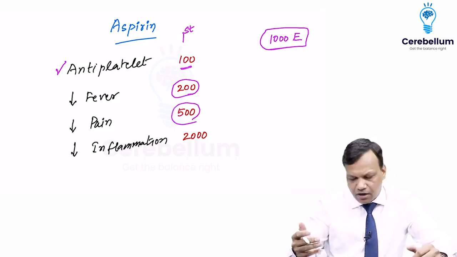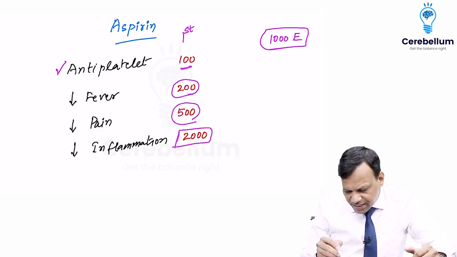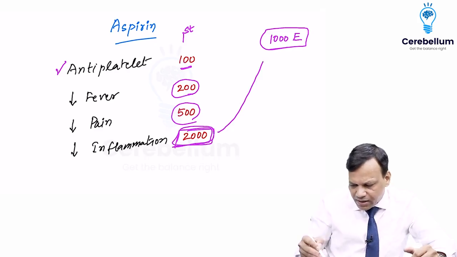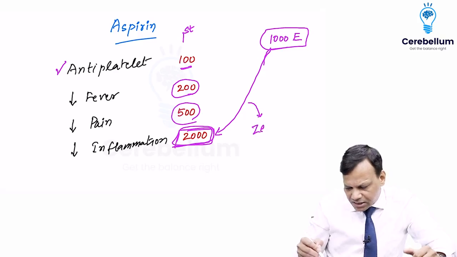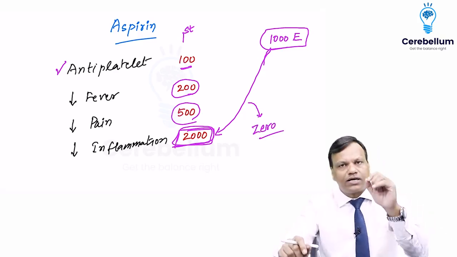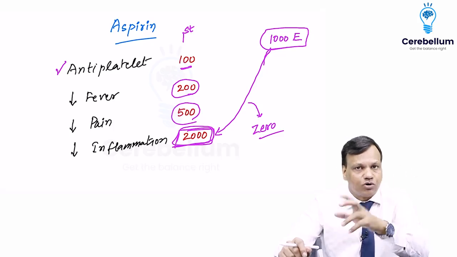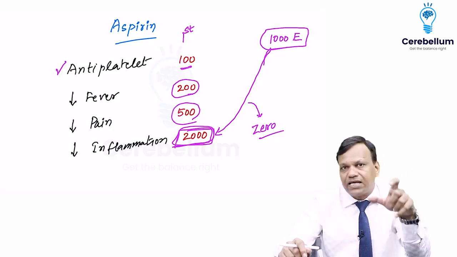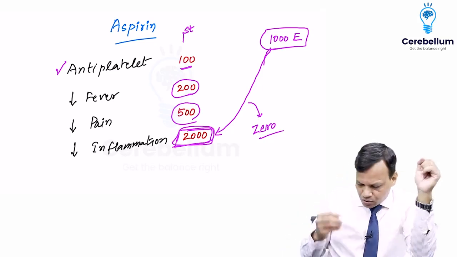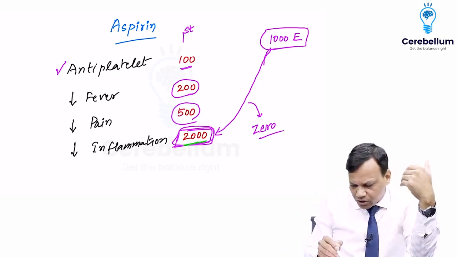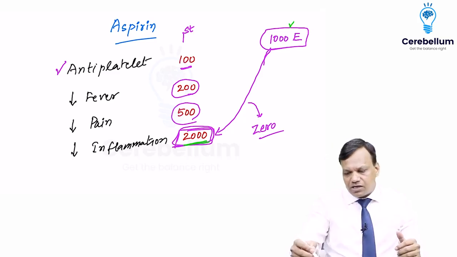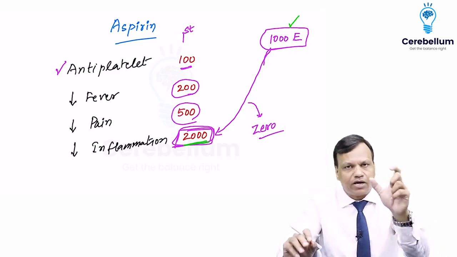As an analgesic, again first order. But when we use it as an anti-inflammatory drug, the enzyme becomes saturated. So at anti-inflammatory doses, aspirin follows zero order kinetics. Clear? So aspirin follows zero order kinetics only at high doses, not at low doses. Only at anti-inflammatory doses. So we have given 2000 molecules of aspirin, and enzymes are 1000, so it will follow zero order kinetics.